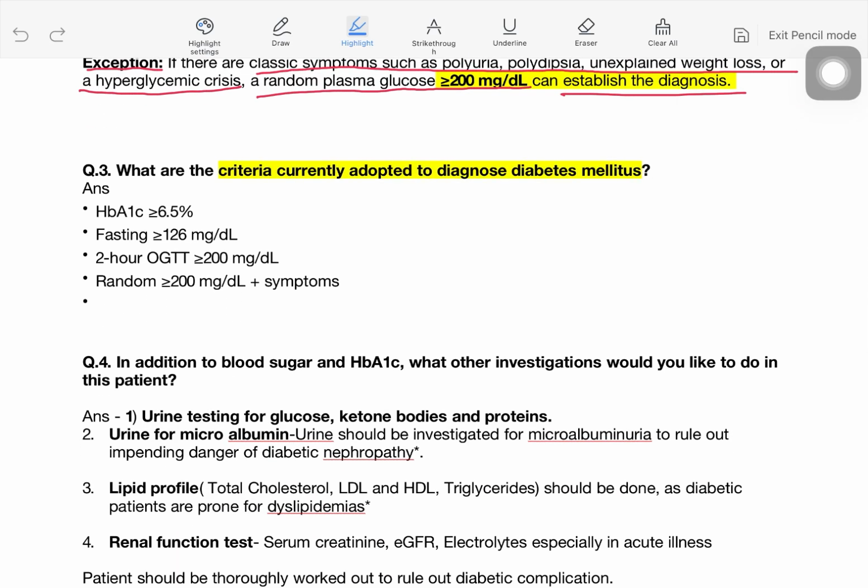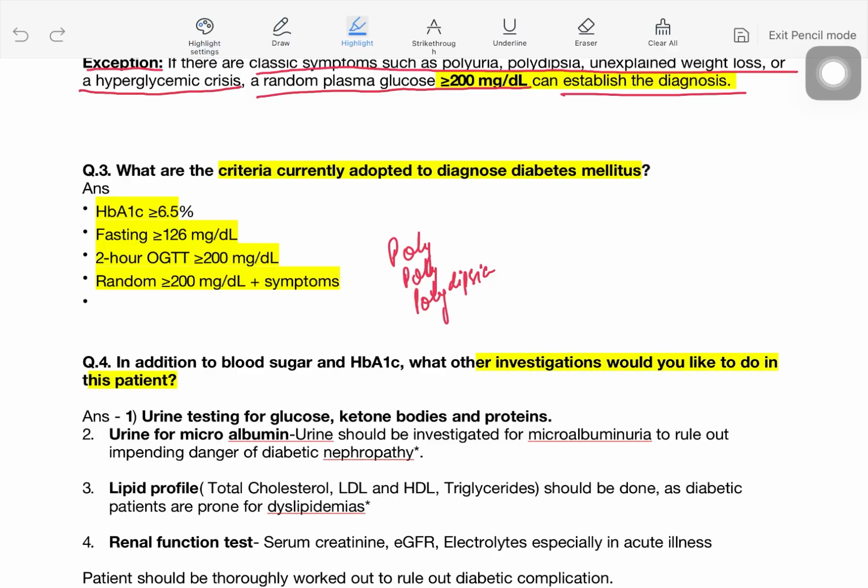So the diagnostic criteria are: HbA1c should be more than 6.5%. Fasting plasma glucose should be more than 126 milligram per deciliter. 2 hours oral glucose tolerance test should be more than 200 milligram per deciliter, or the exception case, that is random glucose more than 200 milligram per deciliter plus there should be symptoms like polyuria, polyphagia and polydipsia. Now moving to the fourth question. In addition to blood glucose and HbA1c, what other investigation would you like to do in this patient?